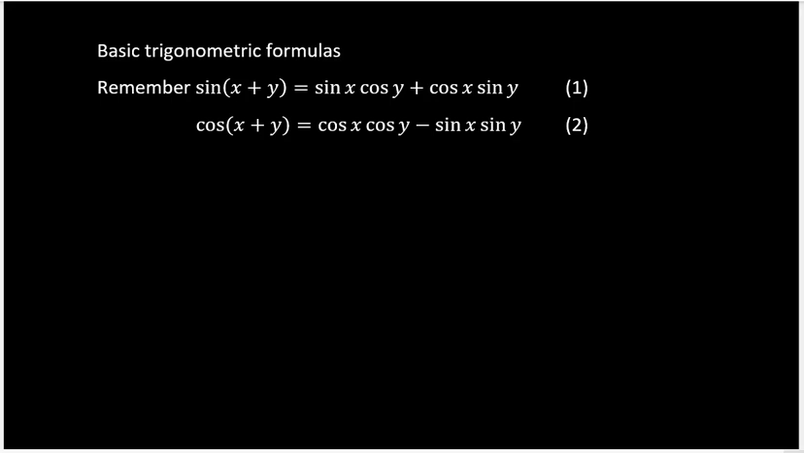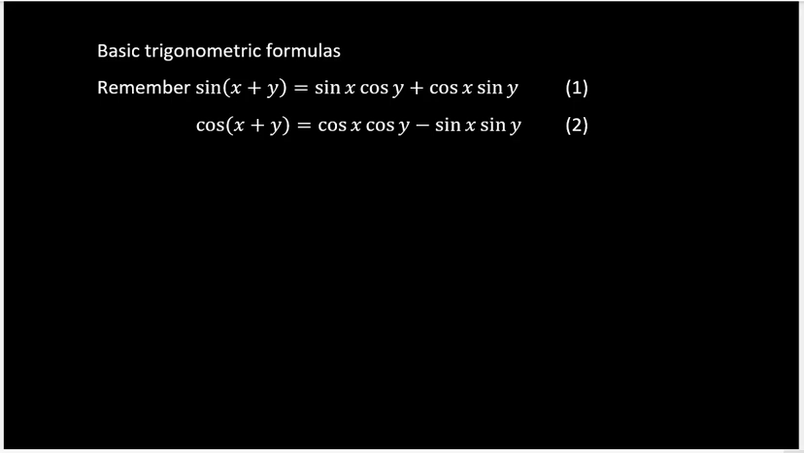sine cosine comes together and plus sign is preserved. So we have sine x cosine y plus cosine x sine y. And then if you go to the second formula, cosine x plus y, in this case cosine cosine sine sine all are separated. So you have cosine x cosine y, sine x sine y, and alternate sign.